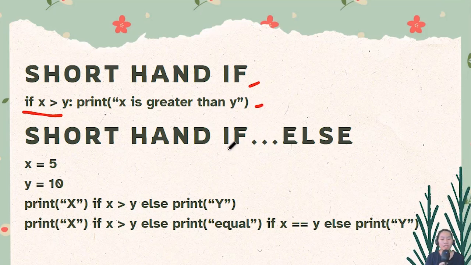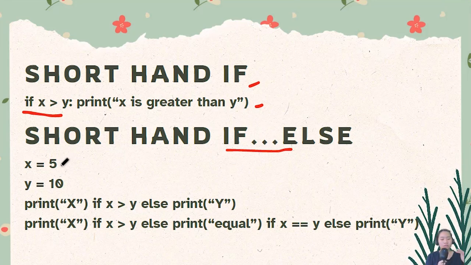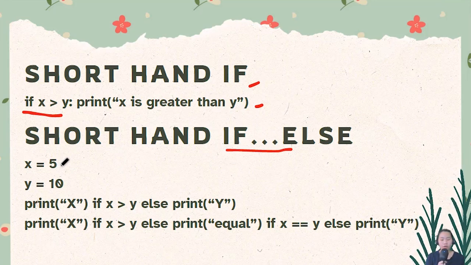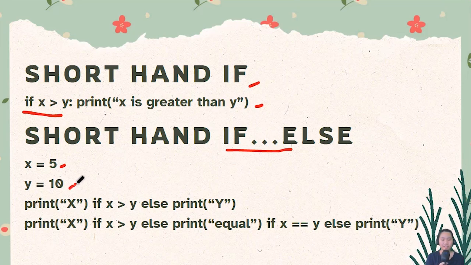Now, what about if and else? With if and else, I'm adding 2 extra variables, just for a little bit more variation. x equals 5 and y equals 10.